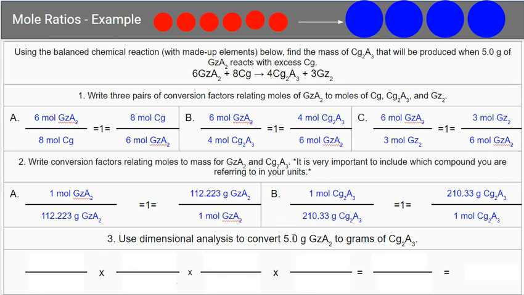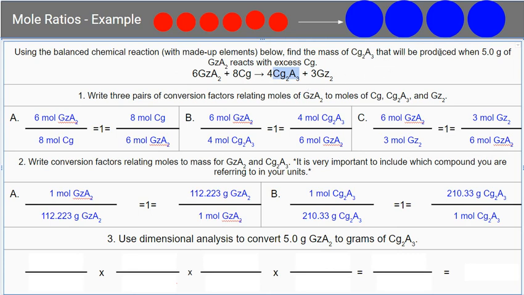Basically, this is a conversion problem. I know it doesn't seem like that right off the bat. We haven't seen conversion problems like this. The question said, using the balanced chemical reaction, find the mass of Cg2A3, that's one of these products, that will be produced. That just means that it was created in the reaction, right? That these reactants became these products.